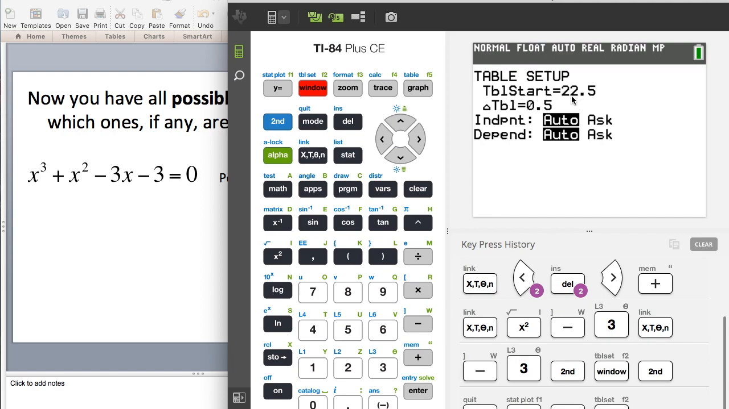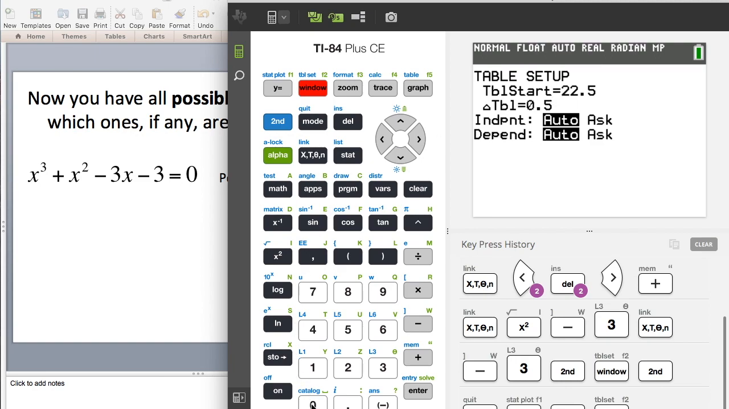In this case, my table would have started at 22.5. We need to check 1, -1, 3, and -3, so 22.5 is nowhere close to that. Right here is also what the table is going to count by, the change of the table. It was set at 0.5. All of our values are integers, so we're going to set it at 1.